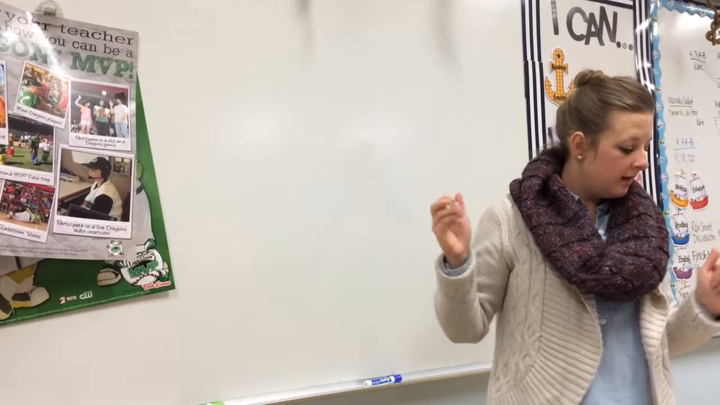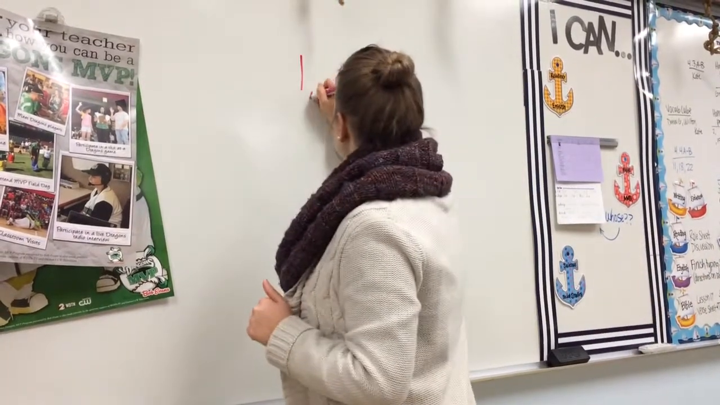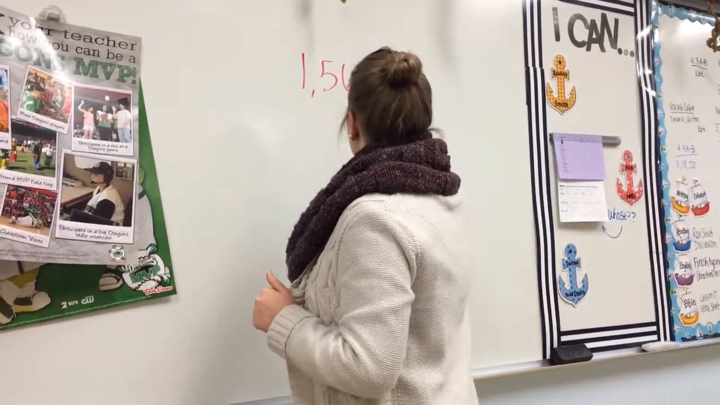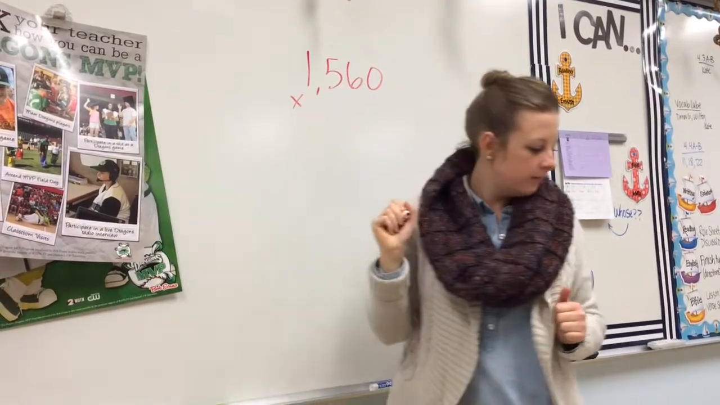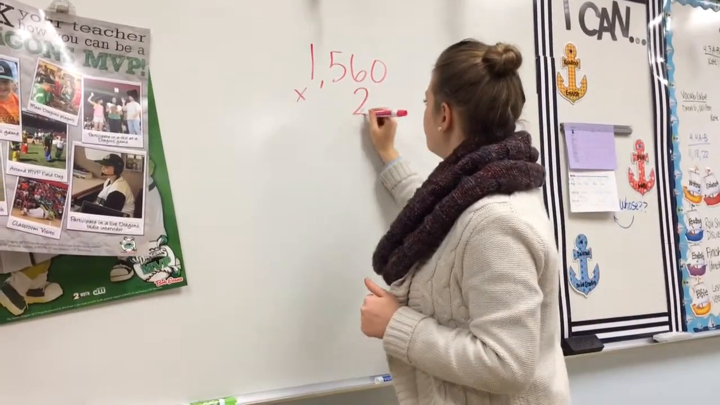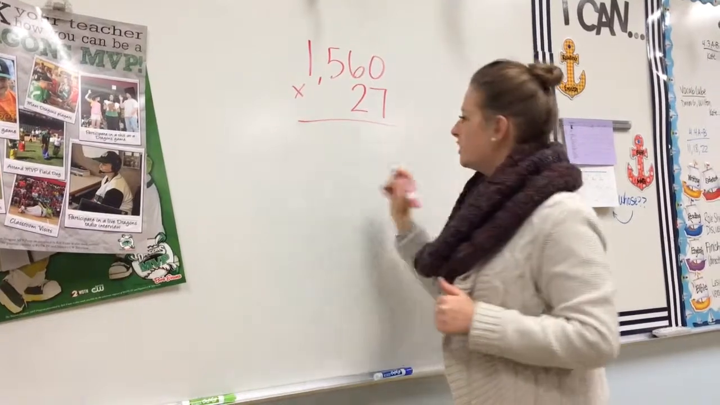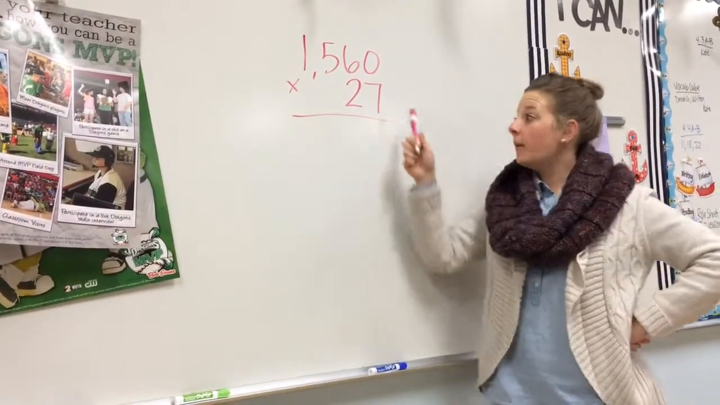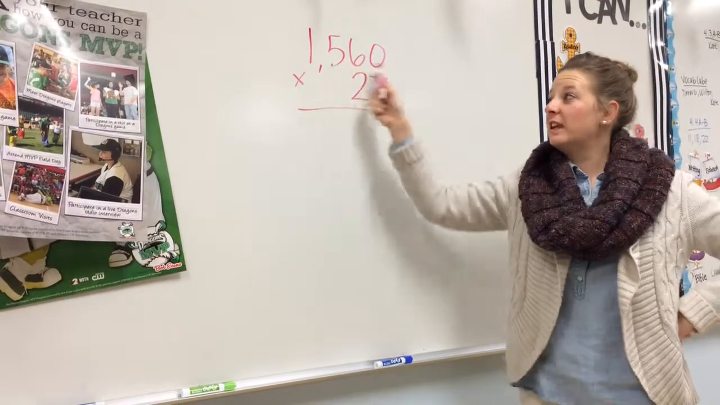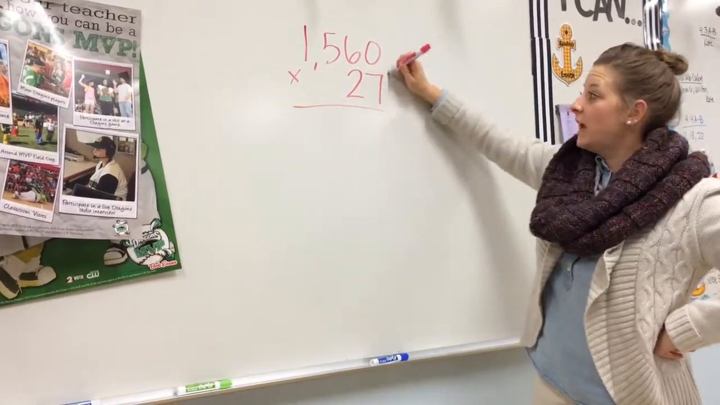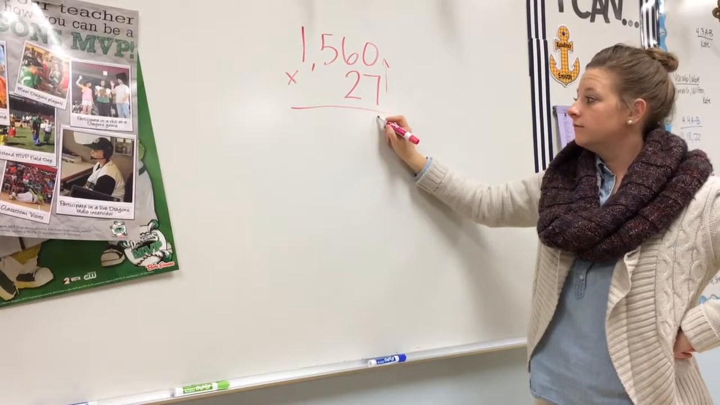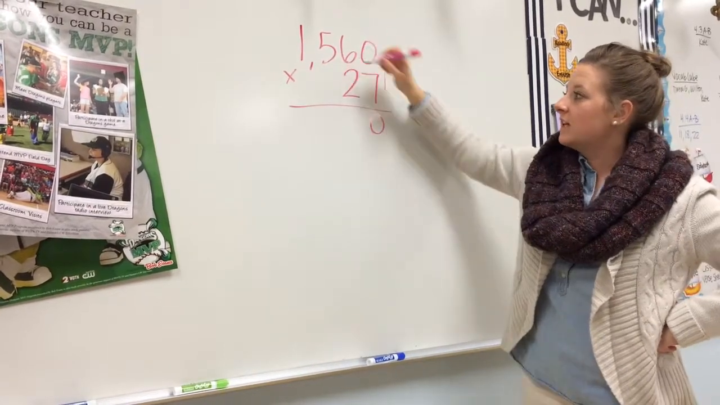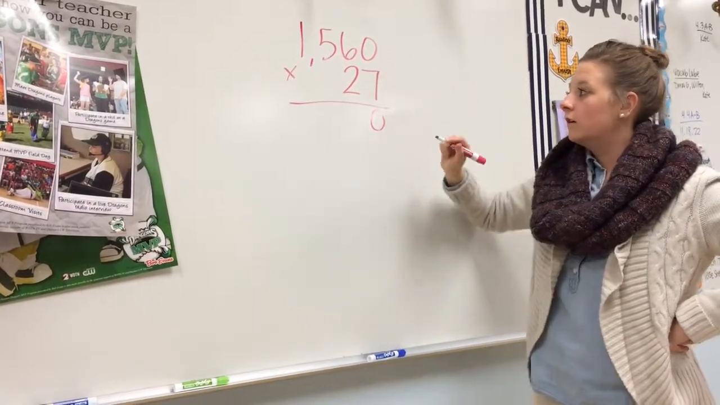Let's do number 1. It's 1,560 times 27. What am I going to do first? Peter. 7 times 0. Okay, I want to multiply the 7 times everything on the top. I'm going to start with 7 times 0 is? 0. Now I'm going to move this way. 7 times 6 is? 42.